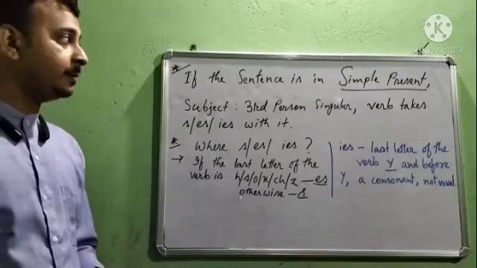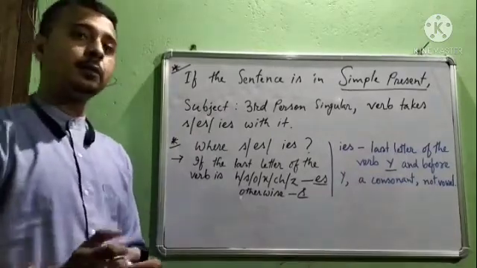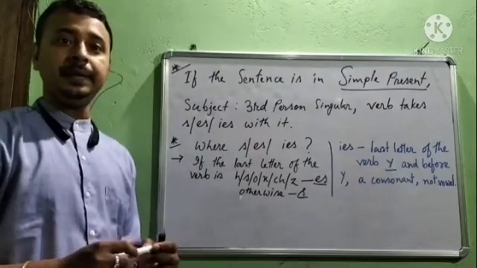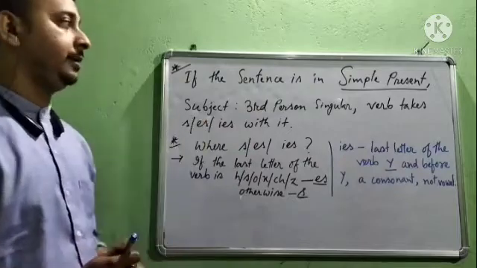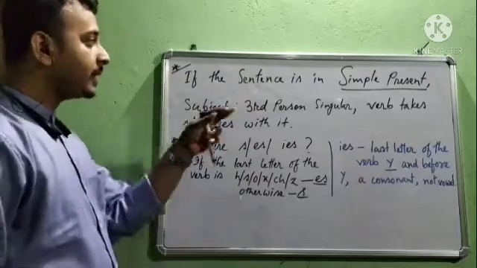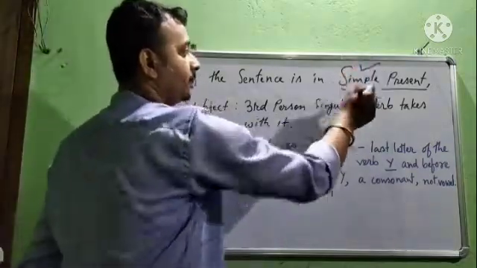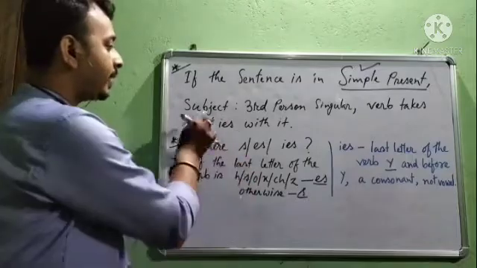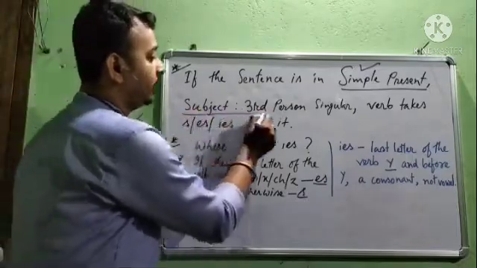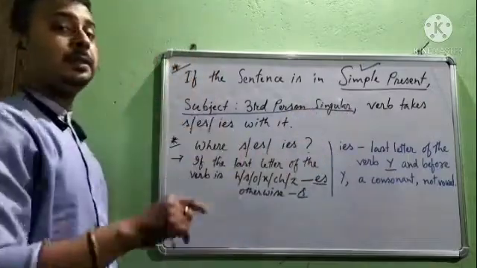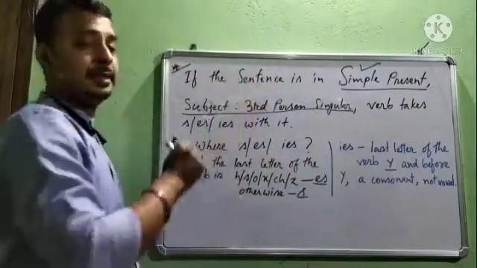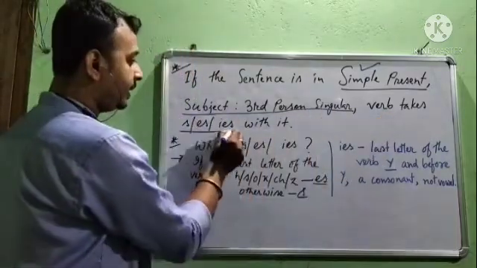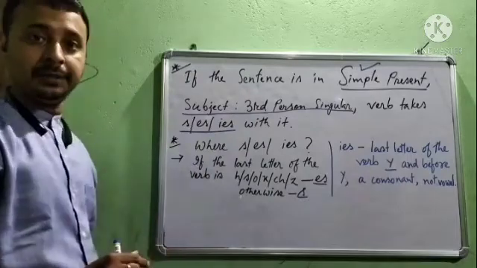So students, now I will tell you why I wrote S with "she" and no S with "we". For example, we play but she plays. Why? This is the rule. If the sentence is in simple present tense, always remember, the sentence must be in simple present tense, then the subject must be third person singular number, and then the verb takes s, es or ies with it.